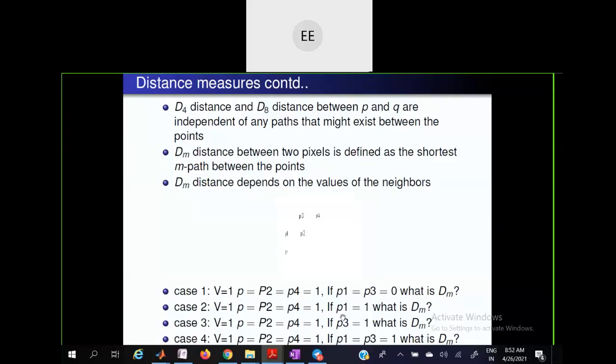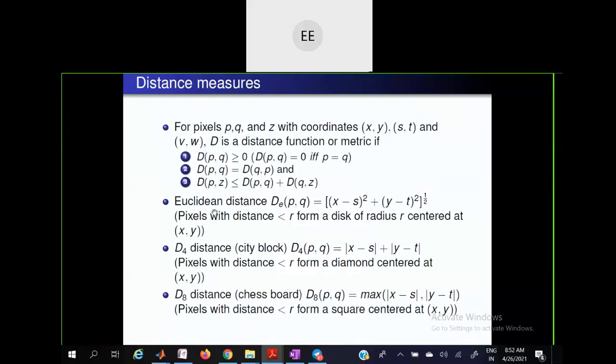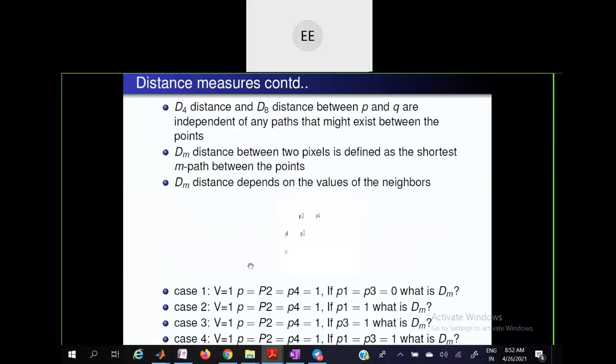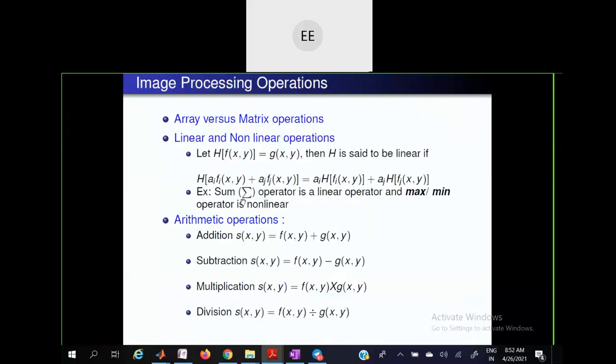That is the difference. Similarly, for other cases this can be done later, so I'll just skip this. Okay, so this is about the distance measures. We have talked about four different distances: Euclidean distance, D4 distance, D8 distance, and Dm distance. Euclidean distance can have decimal values. D4 and D8, and of course Dm also, have integer values. And Dm distance looks into the values in the position, whereas D4 and D8 don't look into values.